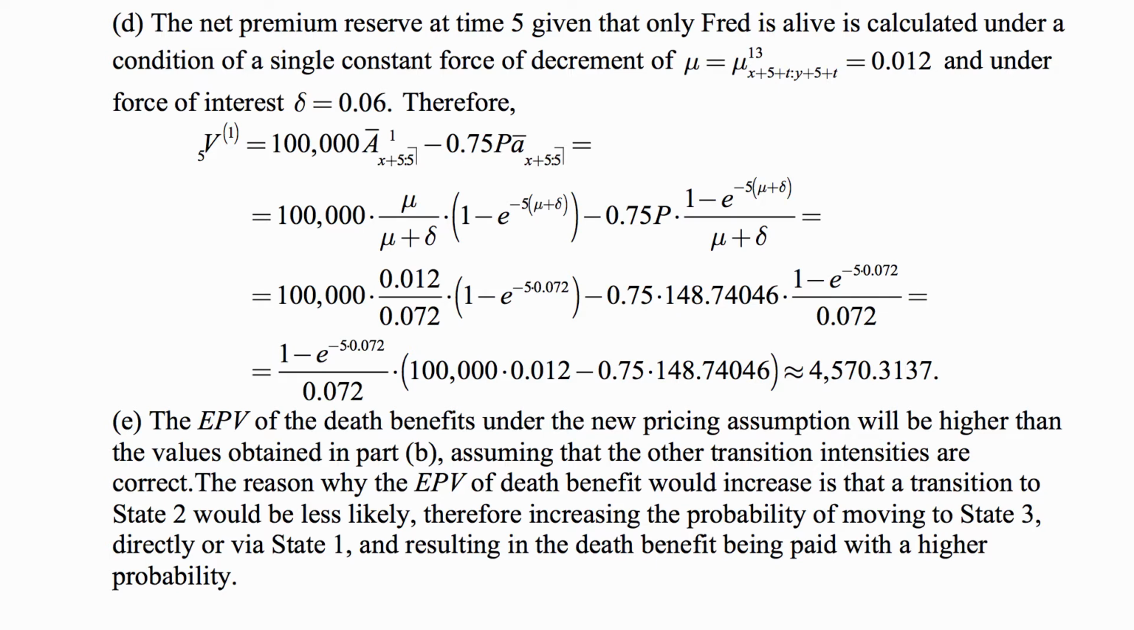For Part E, the expected present value of the death benefits under the new pricing assumption will be higher than the values obtained in Part B, assuming that the other transition intensities are correct. The reason why the expected present value of death benefit would increase is that a transition to State 2 would be less likely, therefore increasing the probability of moving to State 3 directly or via State 1, and resulting in a death benefit being paid with a higher probability.